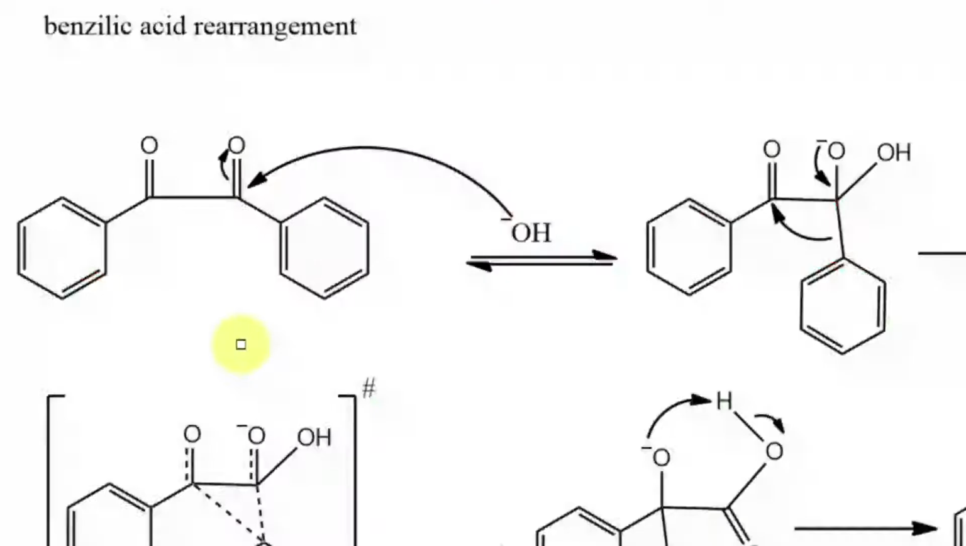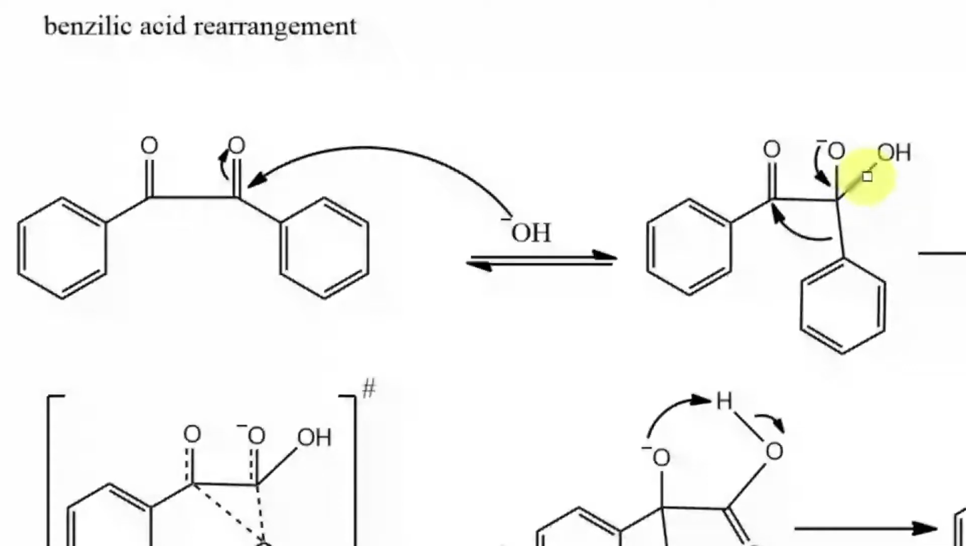a rearrangement. So let us have a look at the mechanism of benzilic acid rearrangement. This is benzil and this is OH minus. This is the negative center and this carbonyl carbon atom is the positive center. Now OH minus attacks this carbonyl carbon atom. That's what is indicated by this curved arrow. And at the same time, when a new bond is forming here, an old bond will break. This bond will break. That is indicated by this curved arrow. So this is going to be the new bond.